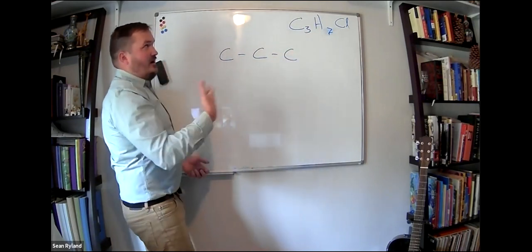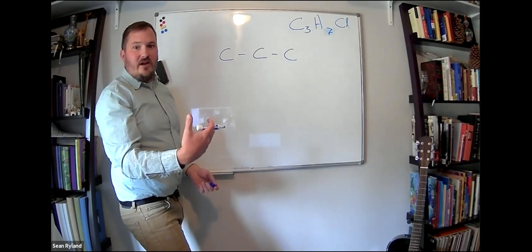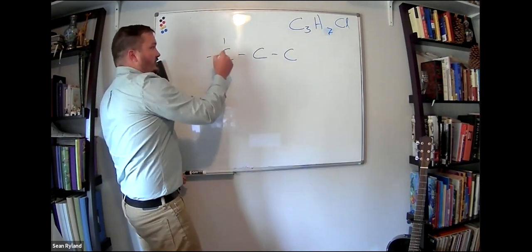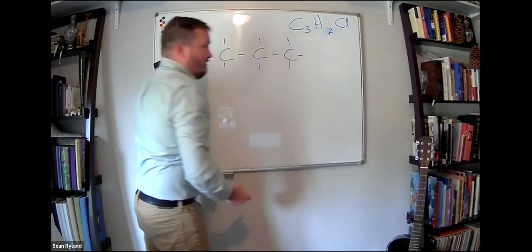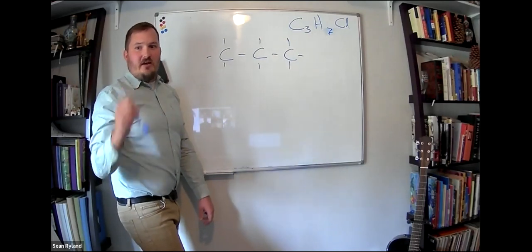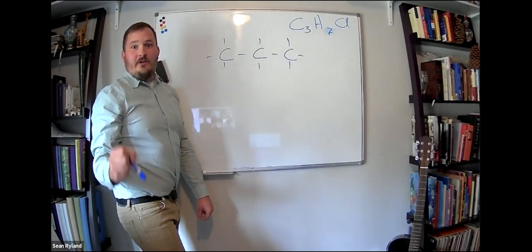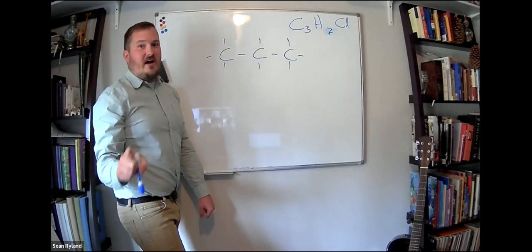And then we have eight other things to arrange around the carbons, and we need to do it so that each carbon has four bonds. The other way I joke about these types of questions is that they're testing if you can count to four. You're just counting to four. Don't go to five. Five is right out.